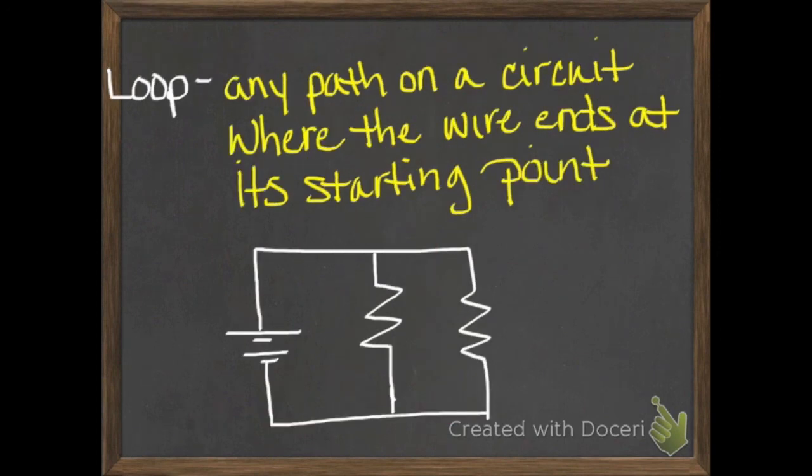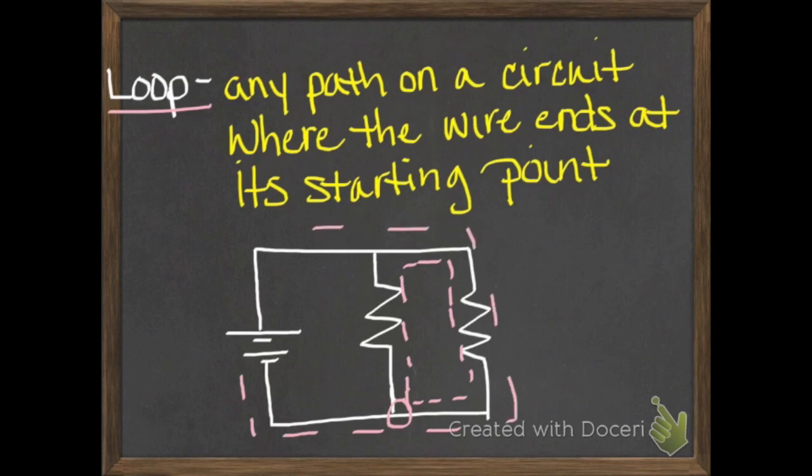And finally, we have a loop. A loop is any path on a circuit where the wires end at its starting point. All right, let's look at this. Let's say our wire starts here, and we follow this path. It goes up and around, and look, it ends exactly where it started. That is why this is called a loop. You can even look at the outside of the circuit. The outside of my circuit is like a loop. It ends wherever we started.